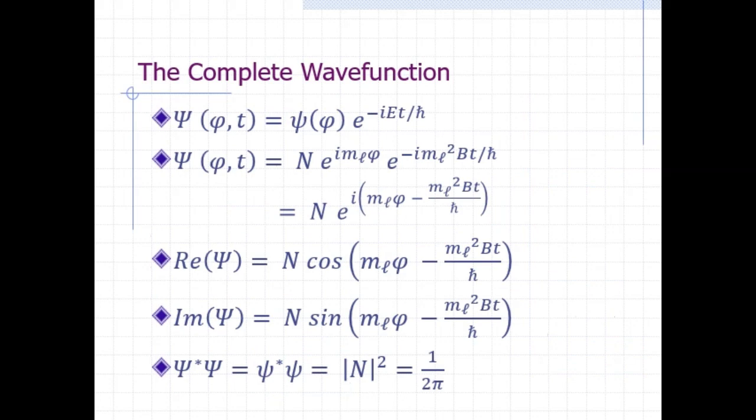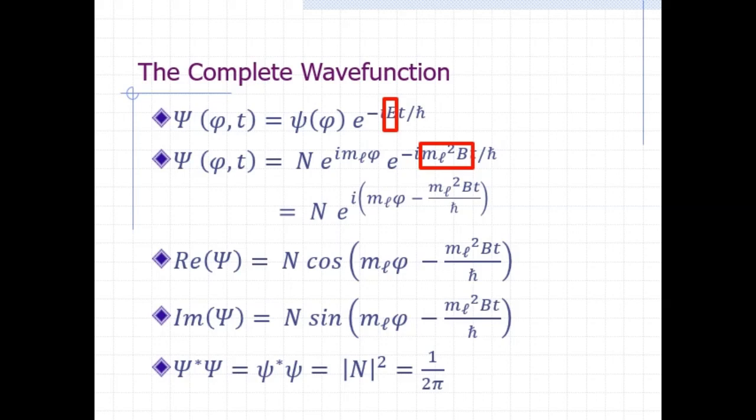Don't forget that the wave function does depend on both location and time. For stationary states with well-defined energy E, the wave function for the particle on a ring, represented here by uppercase psi, is a product of a function of location phi, represented here by lowercase psi, and a function of time, e to the negative iEt over h bar. By solving the time-independent Schrödinger equation, we found little psi to be e to the i times m sub l times phi times some normalization constant N. And we found the energy to be m sub l squared times the rotational constant B.